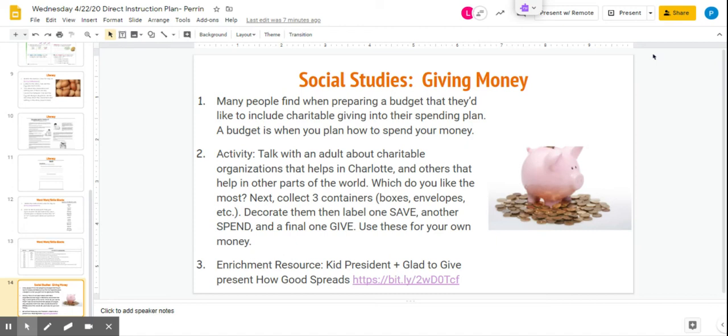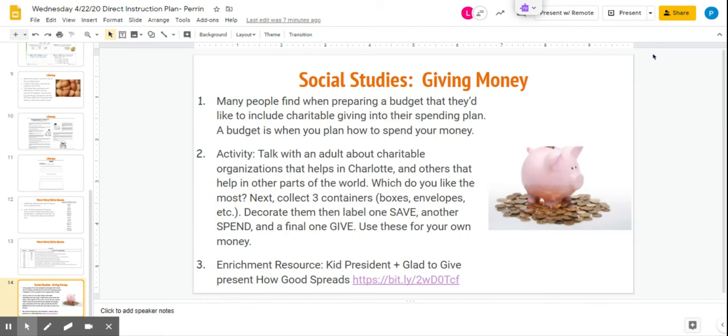Many people find when preparing a budget that they also like to include charitable giving into their spending plan. A budget is when you plan how to spend your money. Adults will say, I have this much money, I'm going to pay this much here, this much for food, this much for entertainment, and that's what that is.